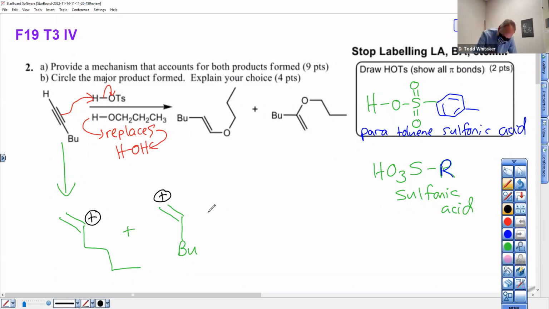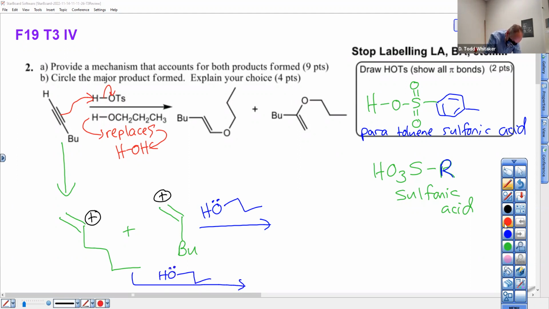Alcohol, here we have 1 propanol. And we're gonna HO propyl lone pair, and we'll do HO propyl lone pair here. Lone pair goes all the way to the C, makes a bond. That's good. The products have a bond from O to C. Make sure that arrow goes all the way to C, please.